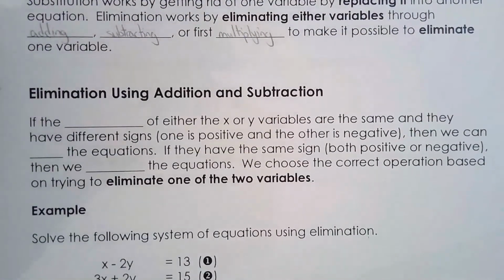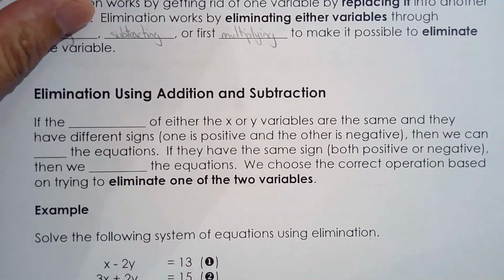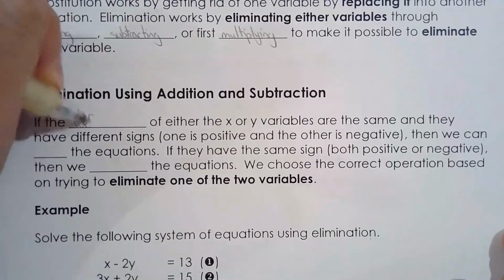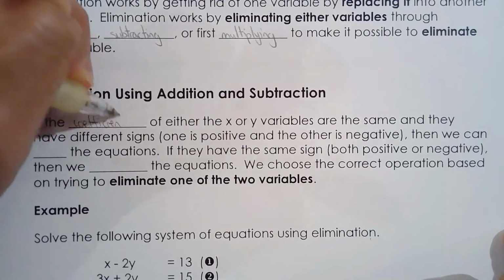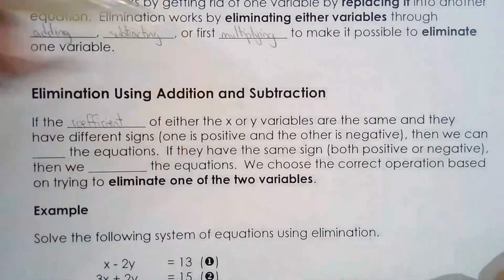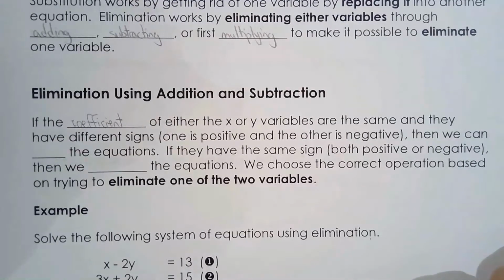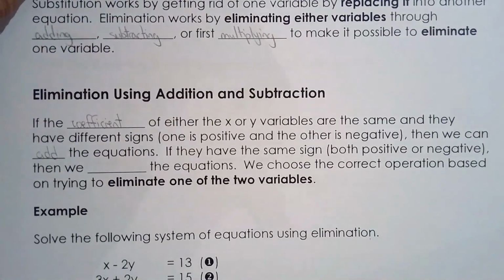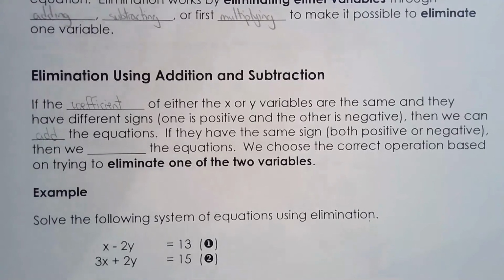So you can either add or subtract to eliminate. So this is how it works. If the coefficient, okay, this is a word we learned in grade 9, if the coefficient of either the x or y variables are the same and they have different signs, so one of the coefficients is positive and the other coefficient is negative, but the magnitude of the coefficient is the same, then what we can do is add the equations, because if you add them, you'll realize that you end up eliminating the variable, and that's a good thing.